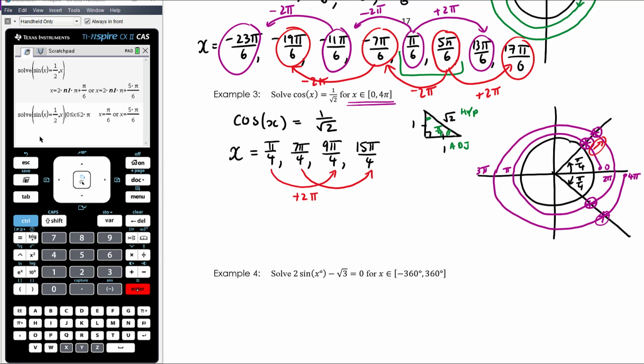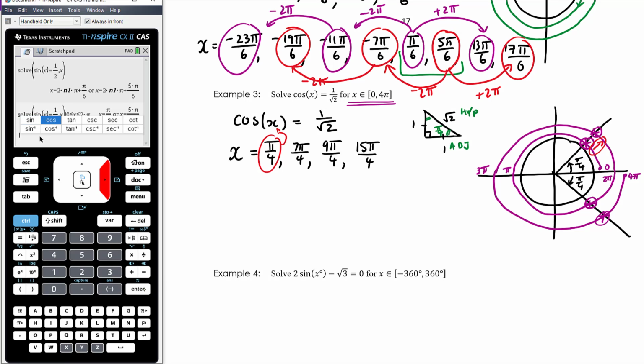Similarly, 7 pi on 4 plus 2 pi, so plus the period, should get me to 15 pi on 4. 2 pi obviously is 8 pi on 4, and 7 pi on 4 plus 8 pi on 4 does indeed get me to 15 pi on 4. Okay, 4 solutions to the equation. So as I said, a solution to an equation is a value that when you sub it in makes the equation true. So we should be able to check this.